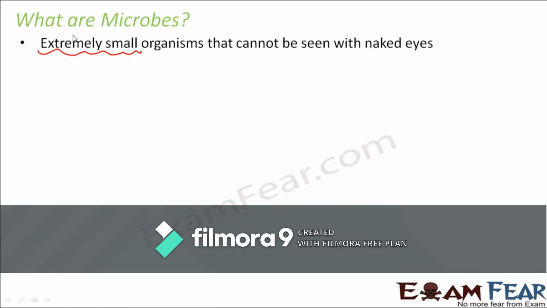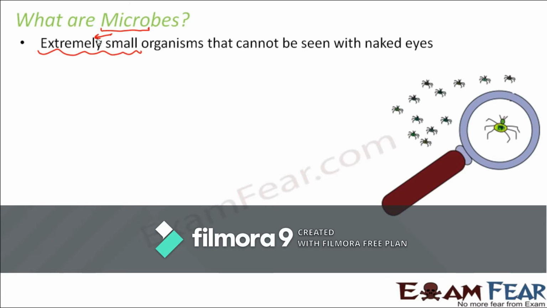Now, for something which is extremely small, we use the term micro. Micro means very small. So these are very small organisms. So how can we see them? We cannot see them with our naked eye, but we can see them with the help of a magnifying glass or a microscope. A magnifying glass helps us to see those microorganisms which are comparatively a little bigger. But if the organism is extremely small, then you cannot see it even with a magnifying glass. In that case, you would need a microscope of higher resolution. So without a magnifying glass or a microscope, you cannot see it at all.